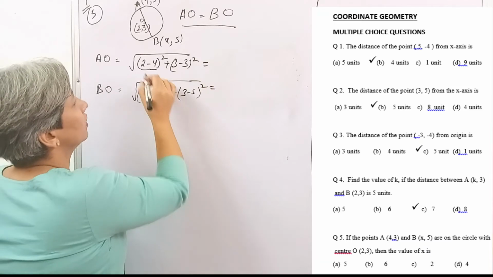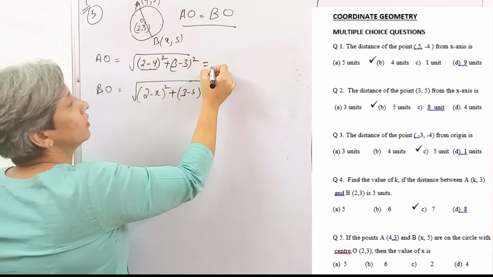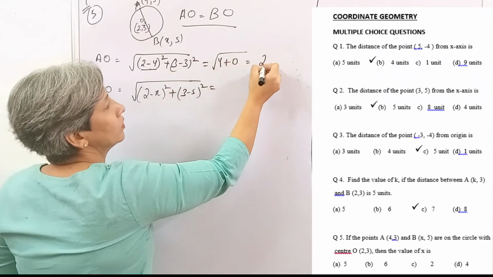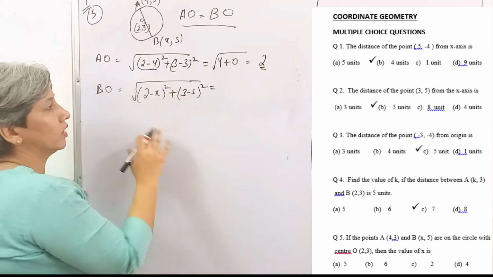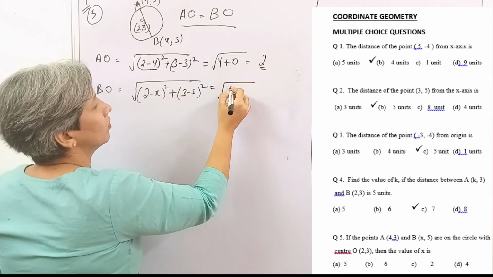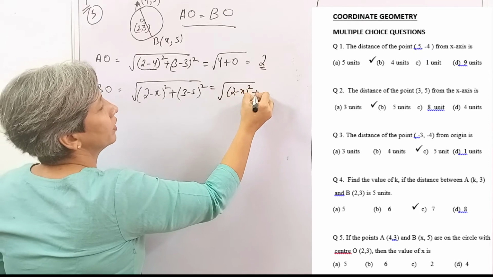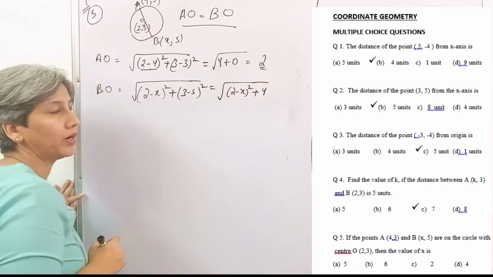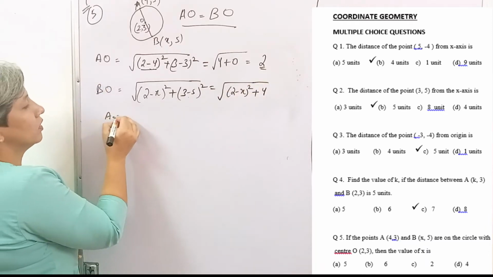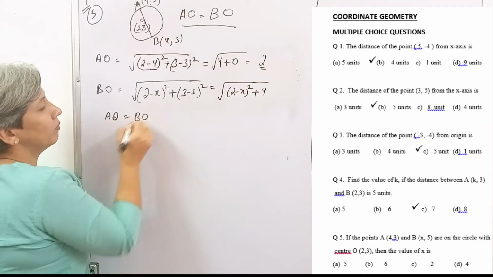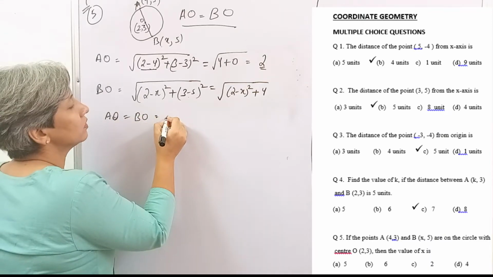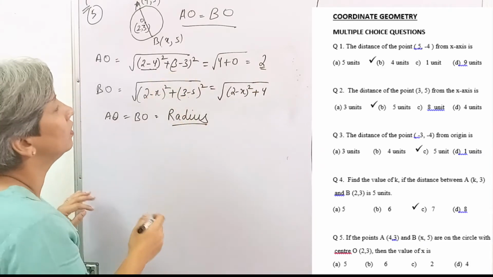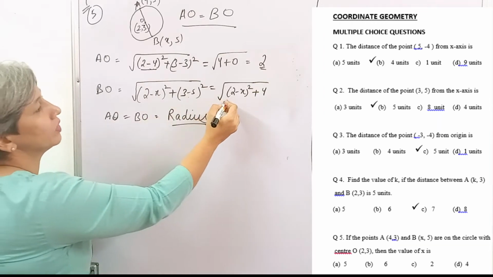We'll equate them below. 2 minus 4 is minus 2, whole square is 4, plus 0. So under root of 4, which is 2. Because everything was given there. Here there is x, so it won't solve completely. (2 minus x) whole square plus (3 minus 5), which is minus 2, whole square is 4. Now we know AO is equal to BO, since both are radii of the circle, which is always equal. So AO is 2 and BO is this.